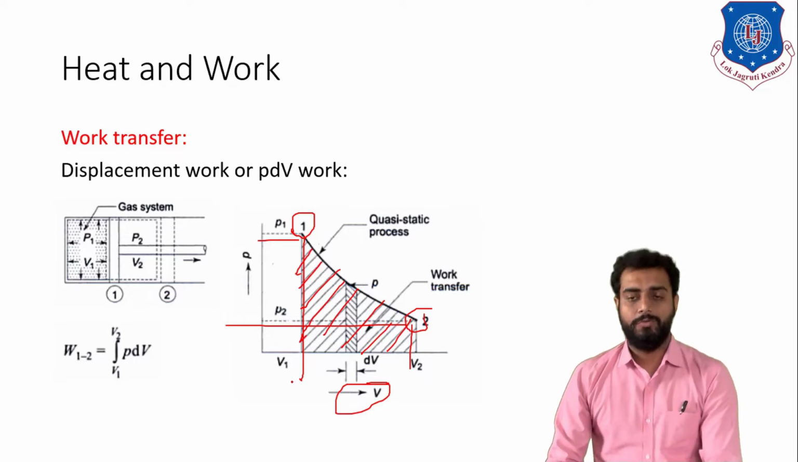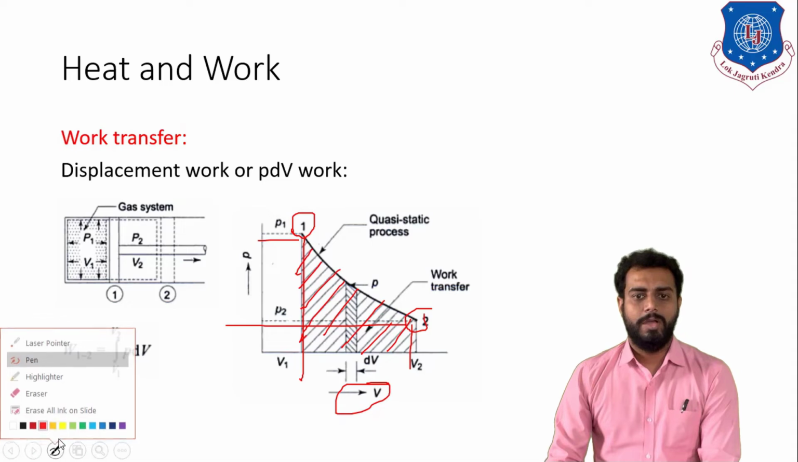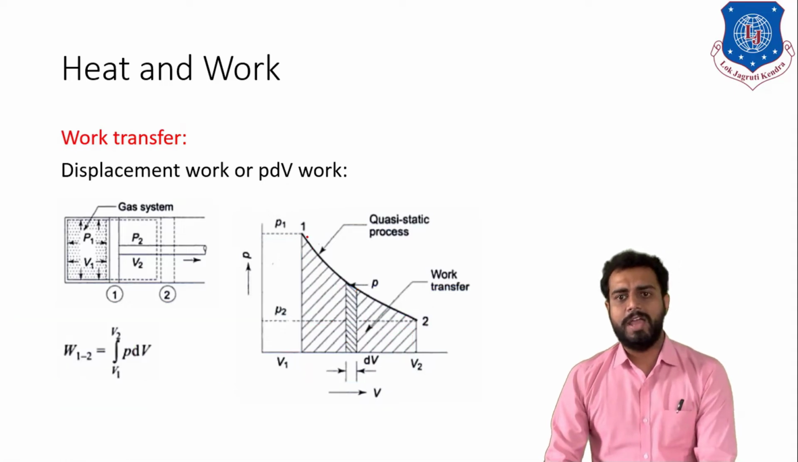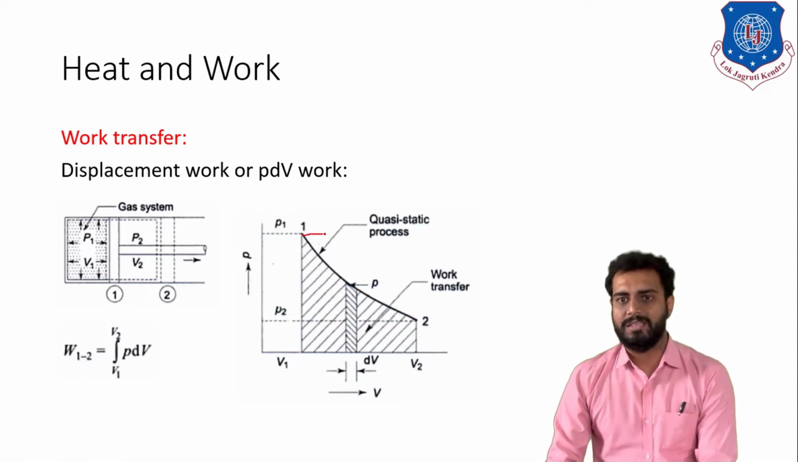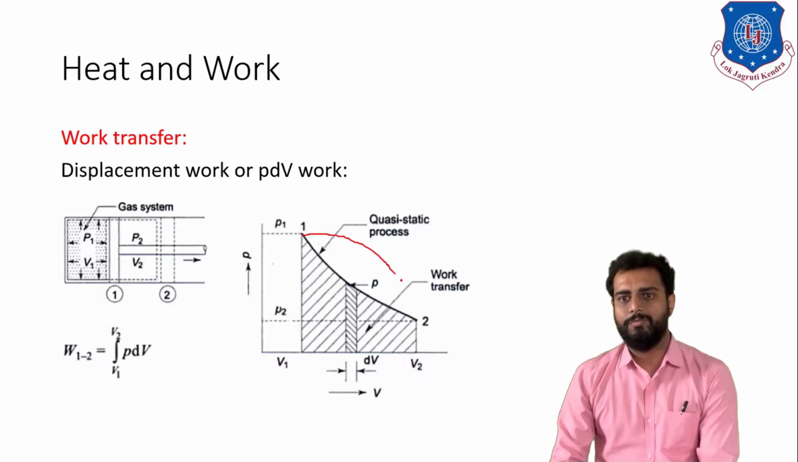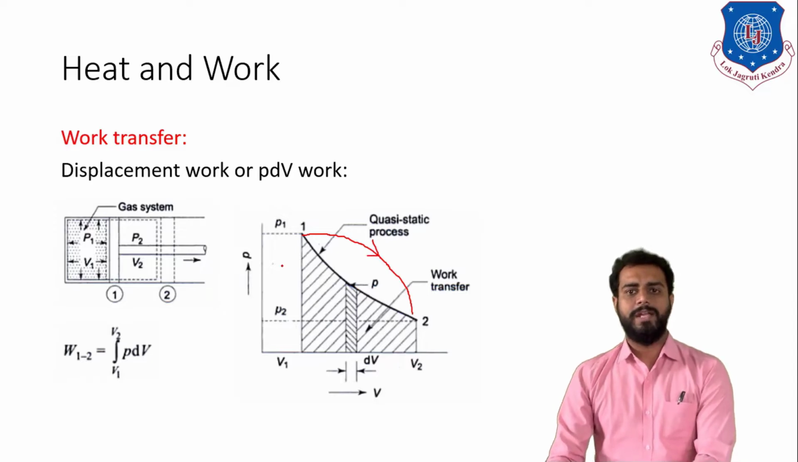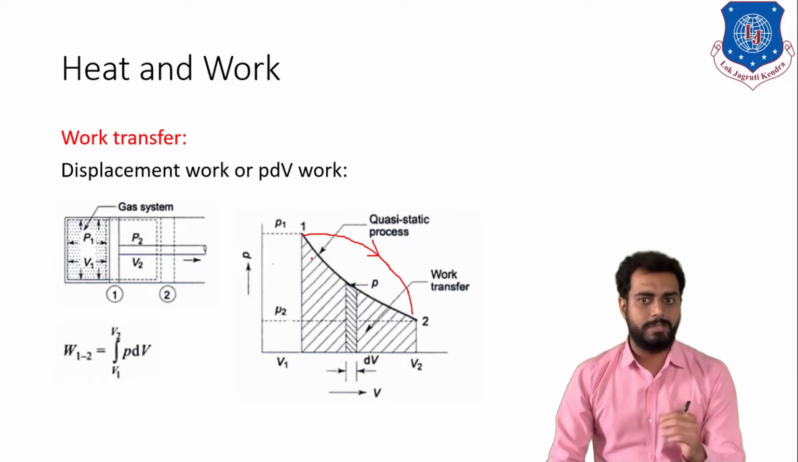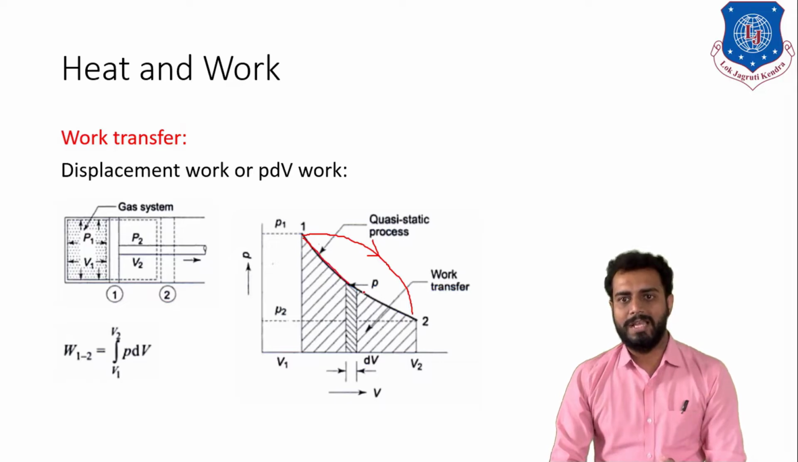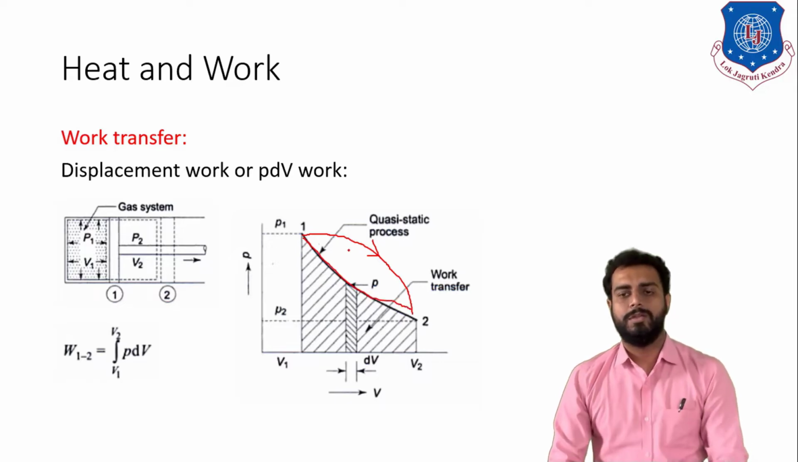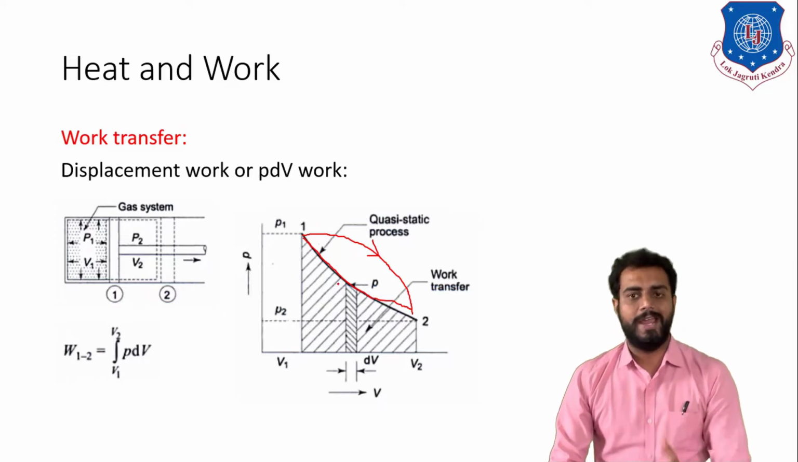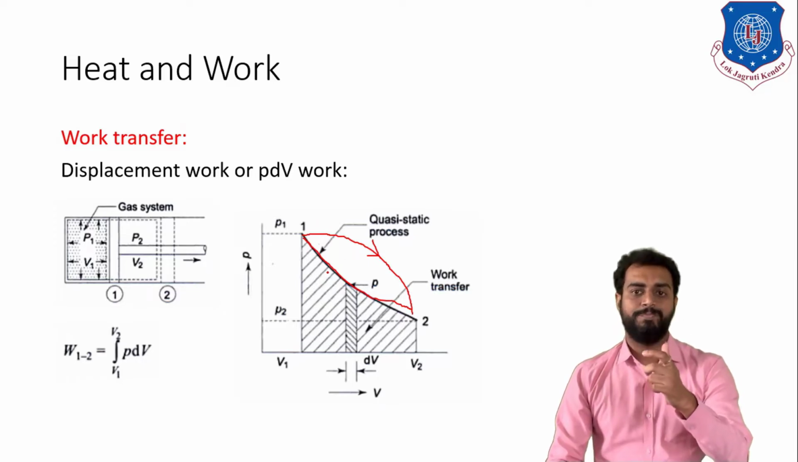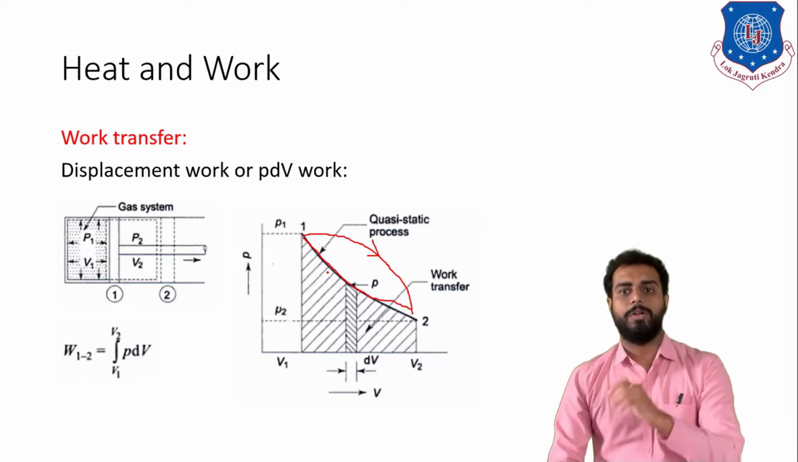Now further, pay attention over here. If I change the process path, let's say I move from 1 to 2 following a different path like this, highlighted by red color, now observe what the work done will be. Will it be the same as in the previous process, that is this path, or will it be different? I have already defined that the work done is given by the area under the line or curve drawn.